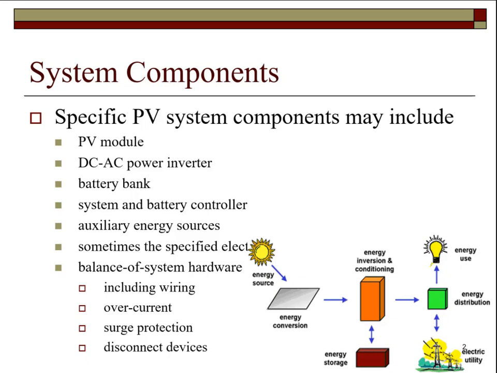Then, there is what is called a balance of systems, which includes the wiring, the overcurrent protection, and the surge protection, and the disconnect devices.